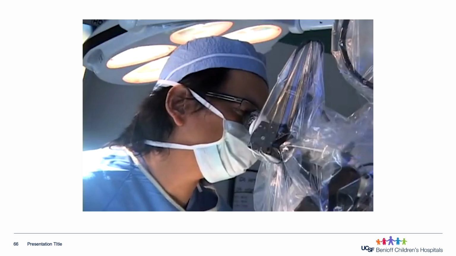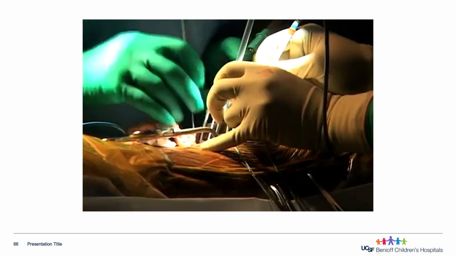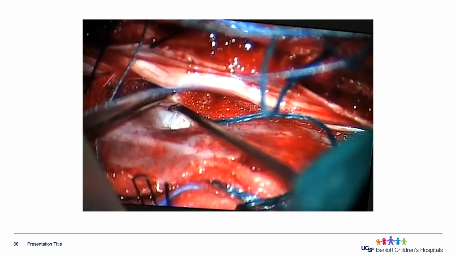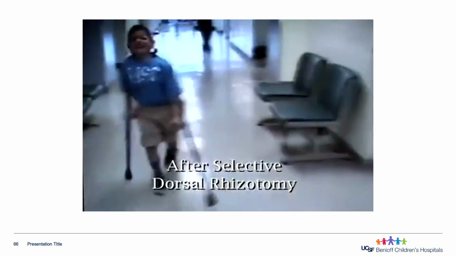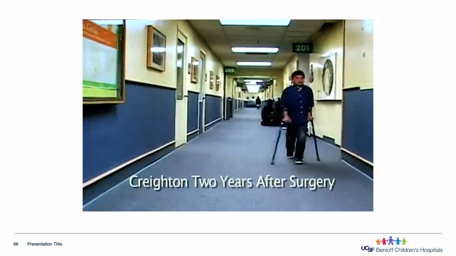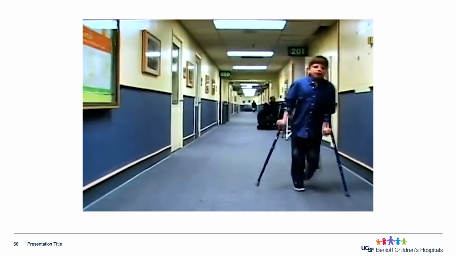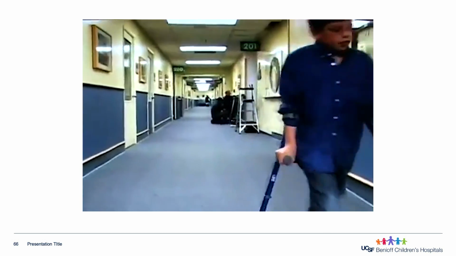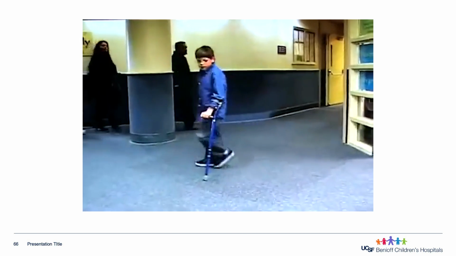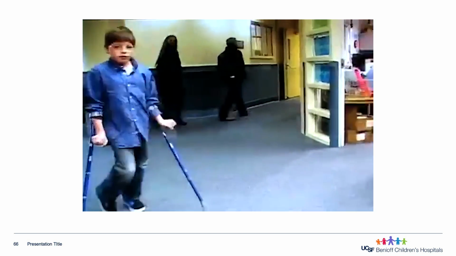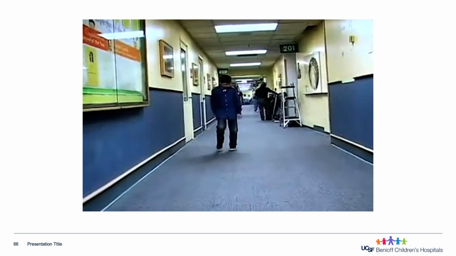Creighton went through the evaluation. We felt he was a good candidate for rhizotomy. He got the rhizotomy, and now he's walking better. He's able to walk independently, but more importantly, we know that with his legs flowing in a smoother motion, while he still may need some aid, such as crutches, over a lifetime, he'll be able to continue to walk in the community without having to resort to a wheelchair, which is what he would have had to do to get around.